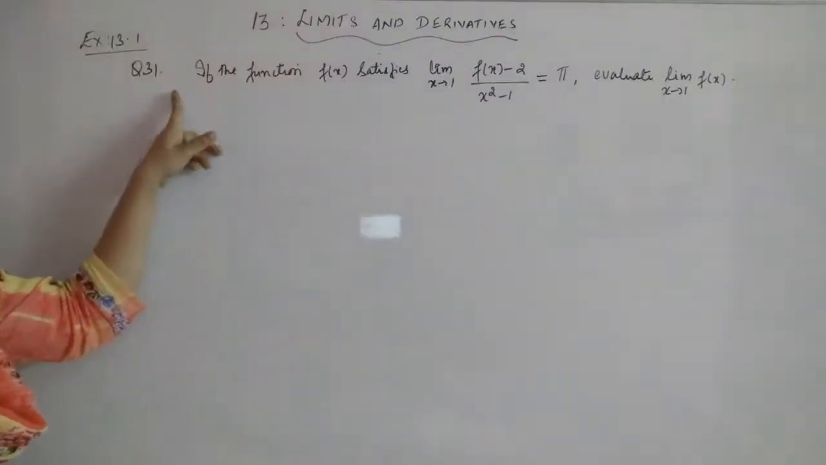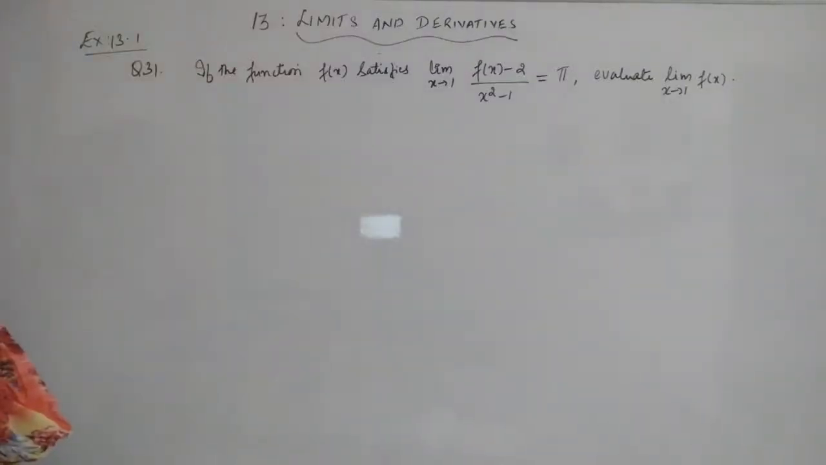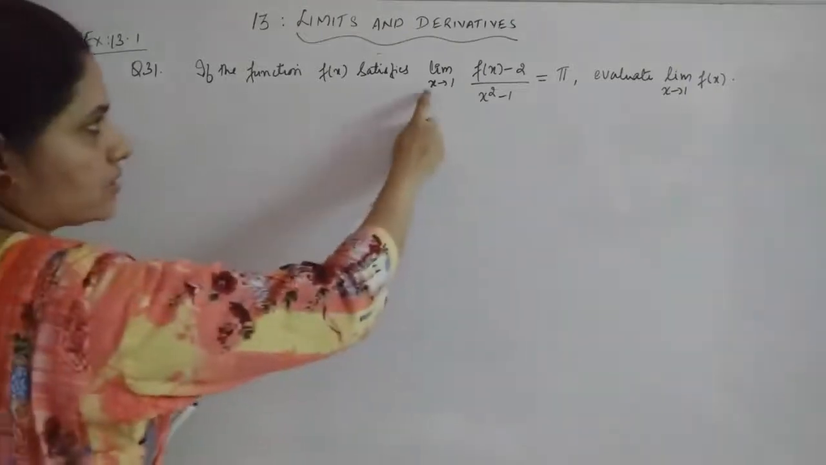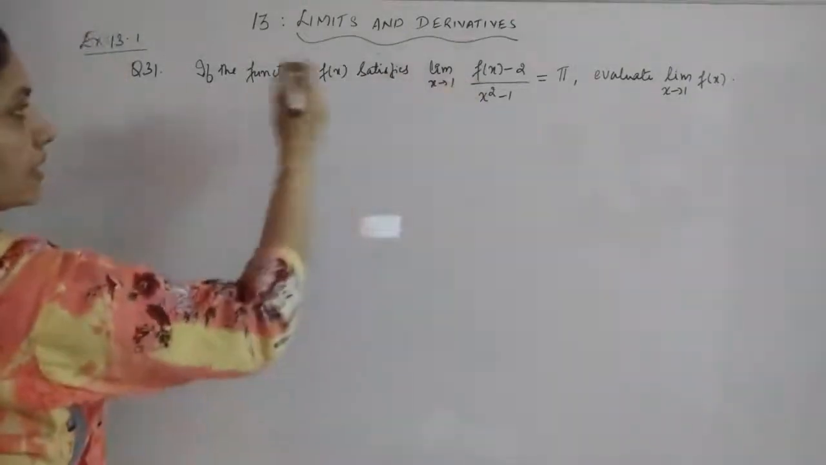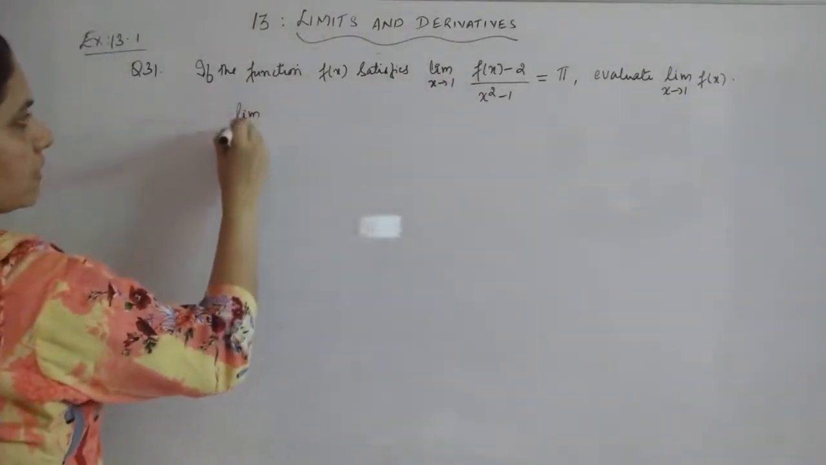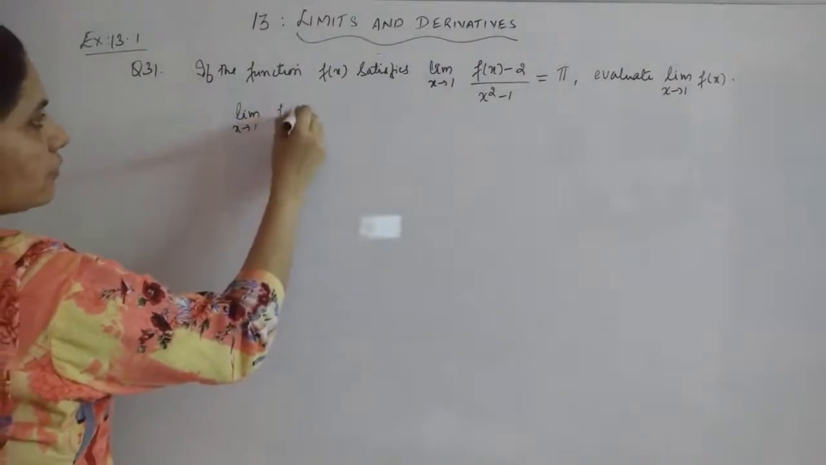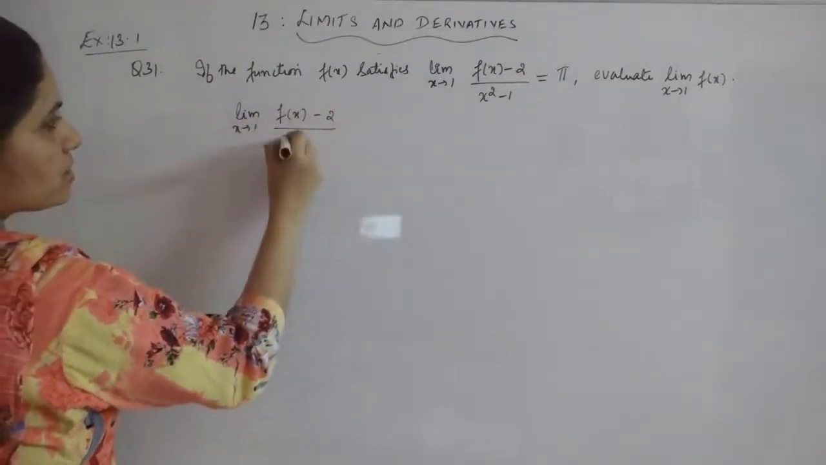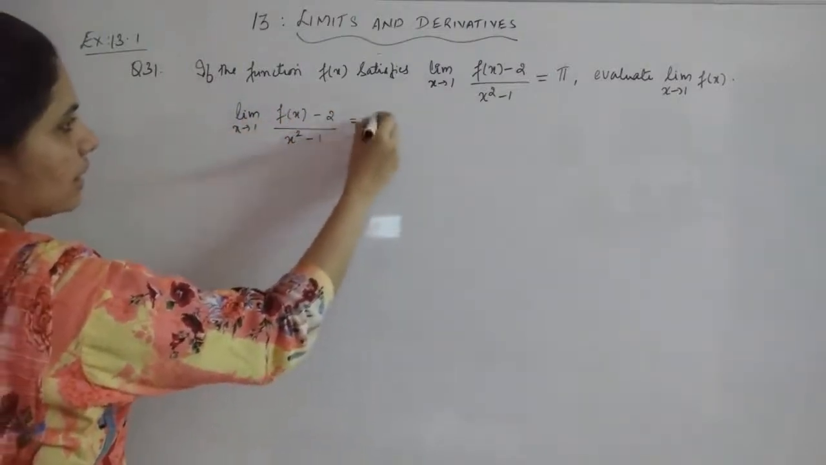Question number 31 is, if the function f of x satisfies limit x tends to 1 of (f of x minus 2) divided by x square minus 1 is equal to pi, evaluate limit x tends to 1 f of x. So you have to find out limit x tends to 1 f of x from the given thing. And what is given? Limit x tends to 1 of (f of x minus 2) divided by x square minus 1 is pi.